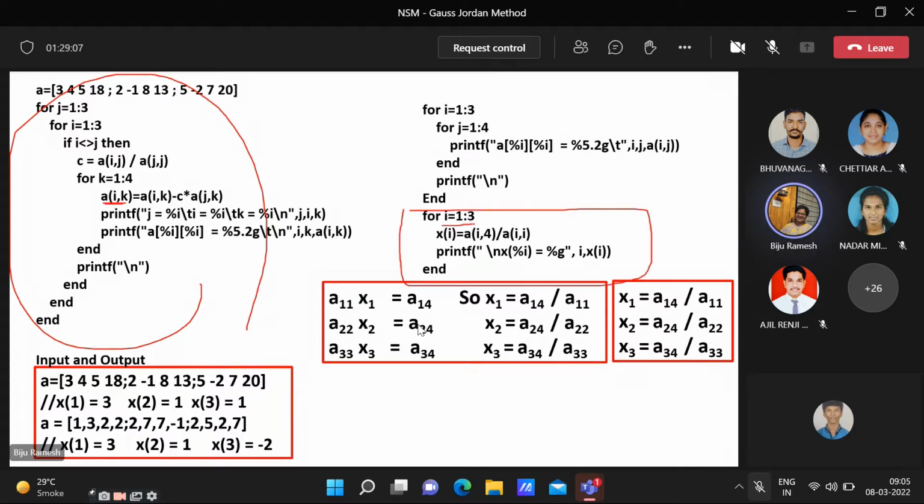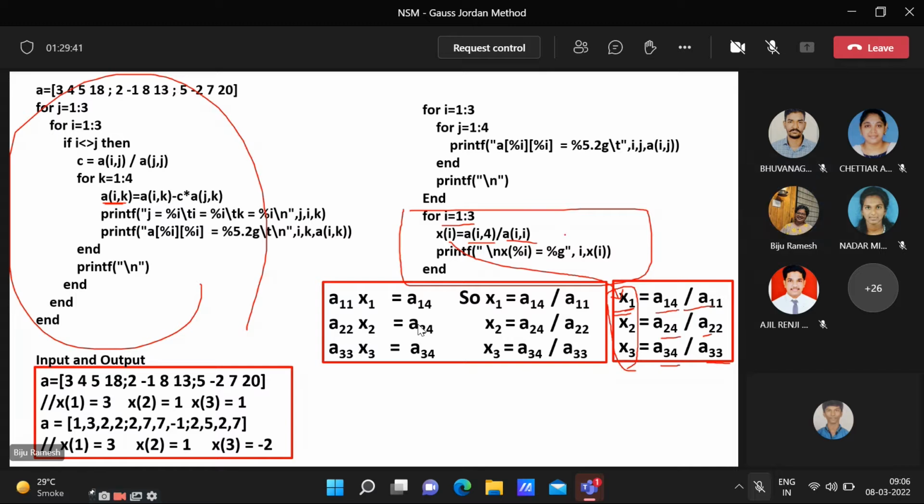For I equal to 1 to 3, you are going to calculate x of I. Calculate what? A(I,4) divided by A(I,I). That is all. So when I is equal to 1, it is A(1,4) divided by A(1,1). When I is equal to 2, it is A(2,4) divided by A(2,2), and 3,4 and 3,3 for 3. You get the values of x of 1, x of 2 and x of 3. Okay, friends?